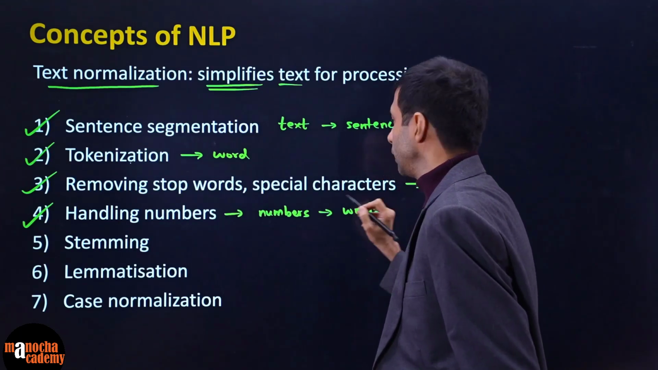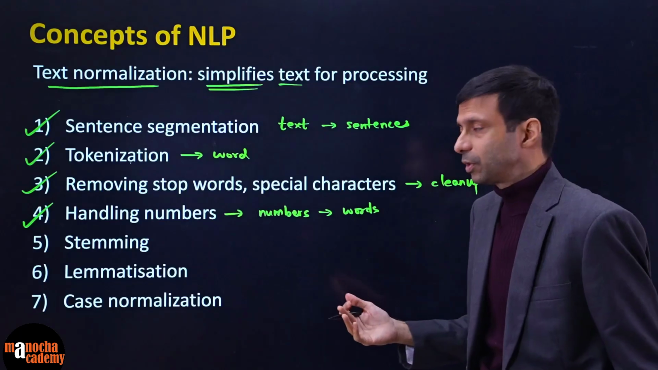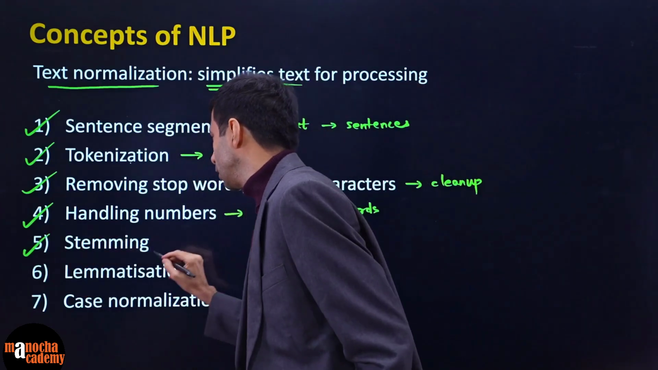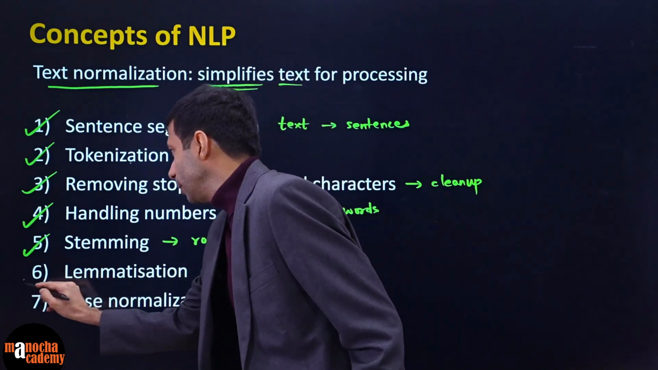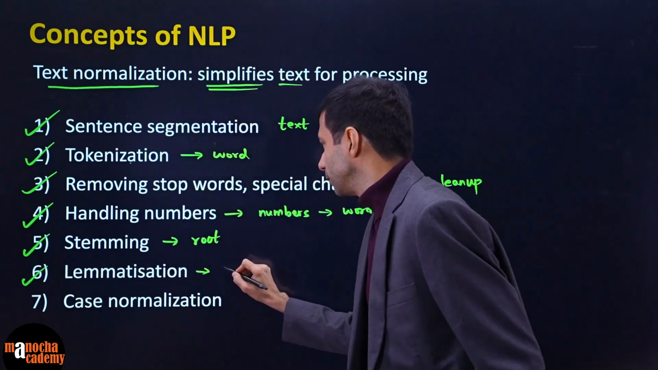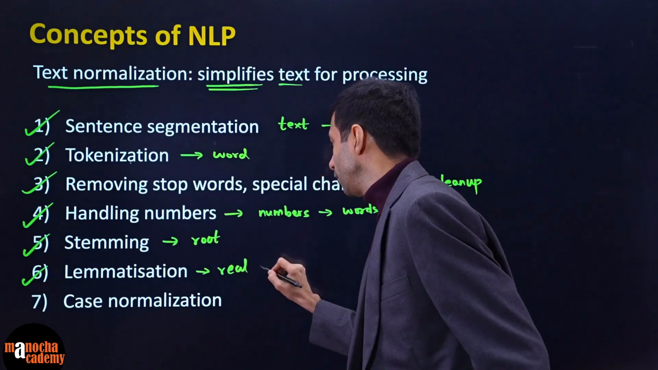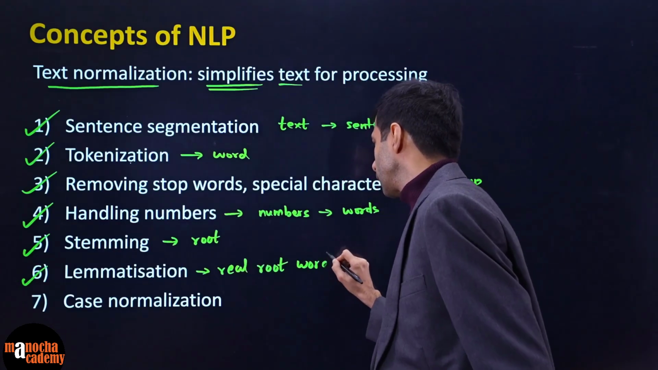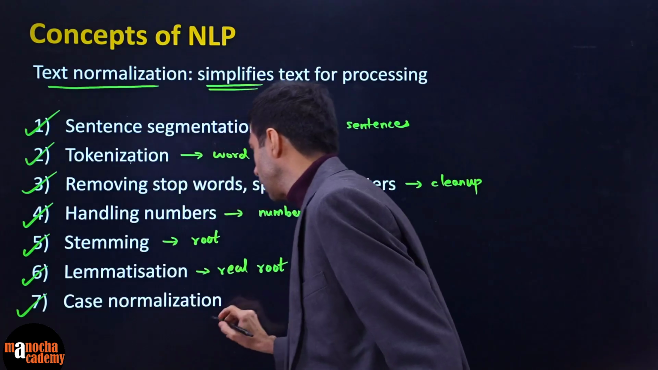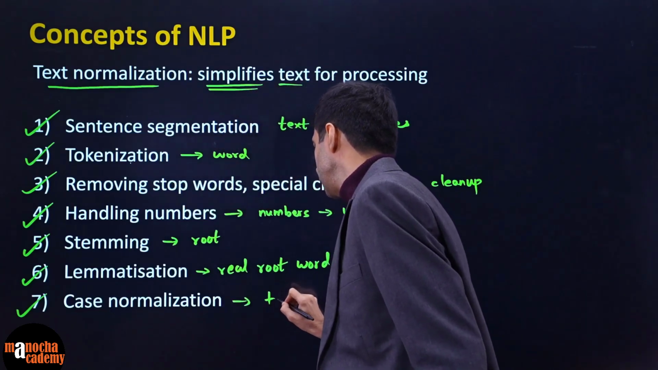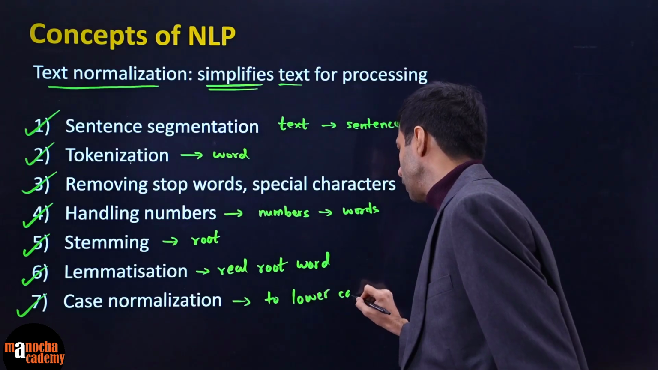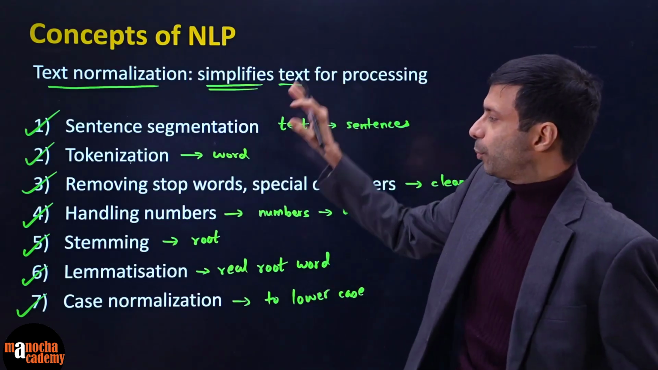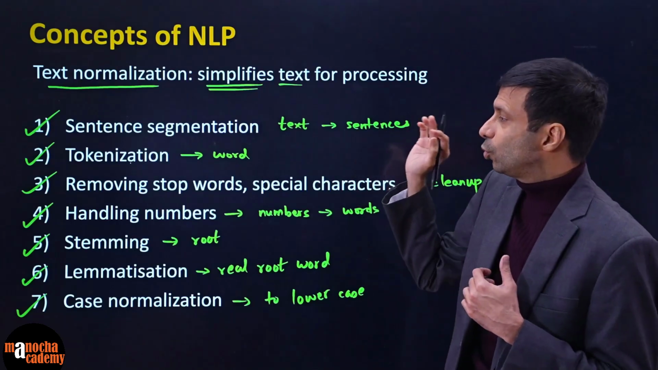Again, for every project, you don't have to do everything. Some could be optional, right? So stemming here, to get to the root. Okay, lemmatization, real root word. So to get to the real root word. And the last one is very easy. Convert everything to, let's say we want to convert everything to lowercase. So these are the core, very important concepts of NLP related to text normalization.